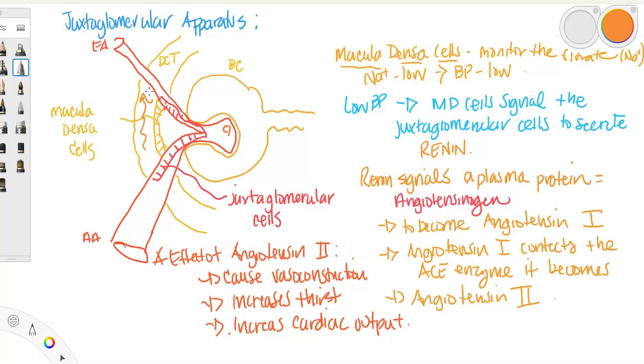So if sodium is high, what happens? Well, nothing here. It doesn't stimulate the juxtaglomerular cells to secrete renin, because renin will increase blood pressure. If sodium is high, that means blood pressure is also high. So it will not cause that process of secreting renin into the system.